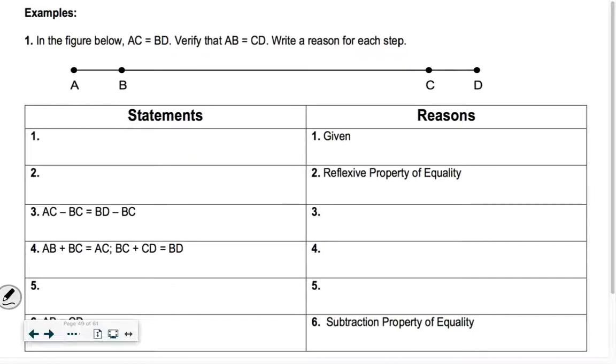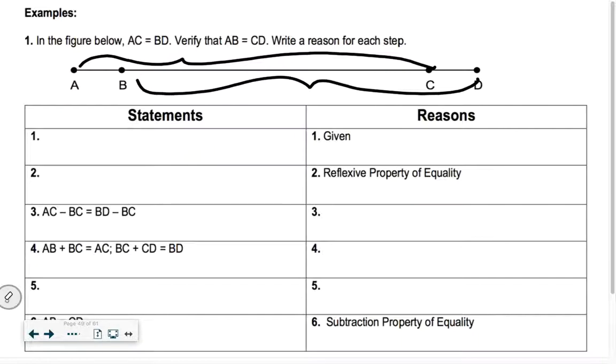So we got this. All right, so we're saying that AC, this distance right here, is the same as BD. So let's do some markings to say that those are the same. So I'm going to put like a little tick mark on my little brace. Don't you guys love drawing the braces? Can you do that?